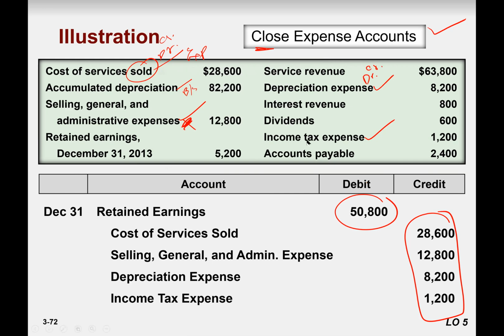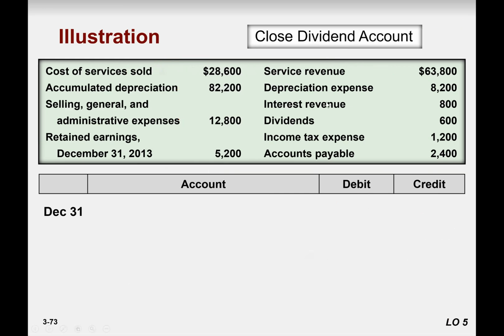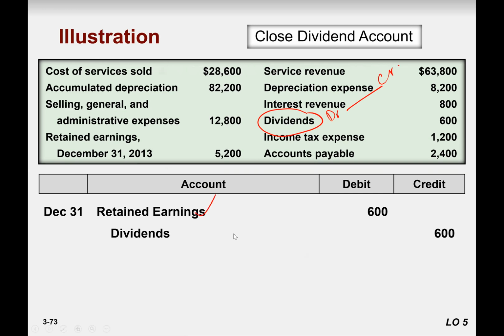So are we clear about this? Yes, it's clear. And then we need to close down the dividend. Here we go. When we record the dividend, dividend would be debited. Since we are closing, it would be credit. Credit against retained earnings. So retained earnings to dividend.